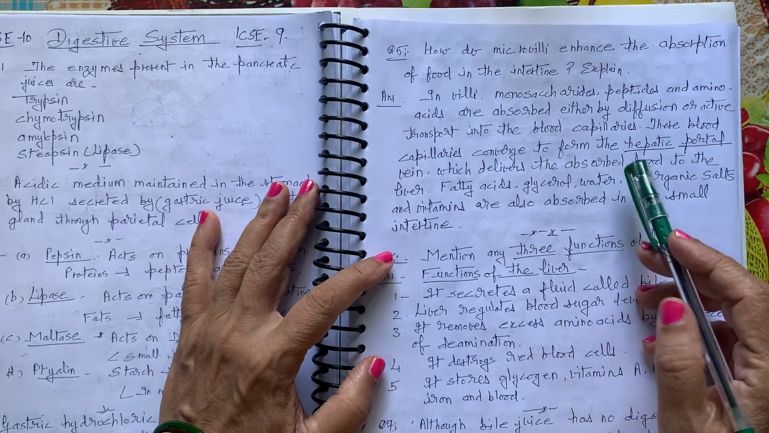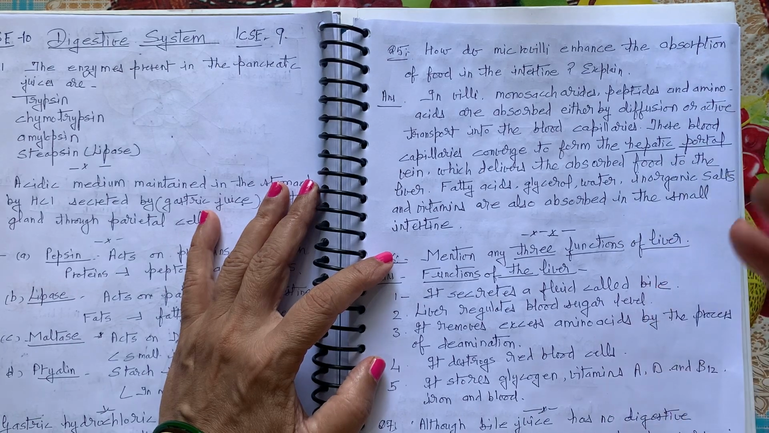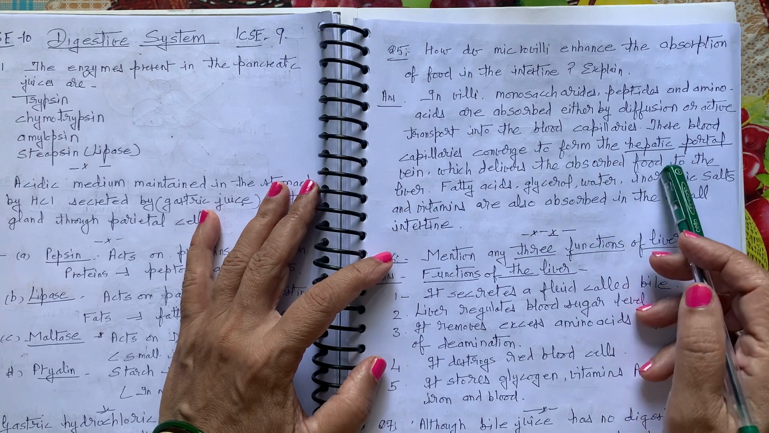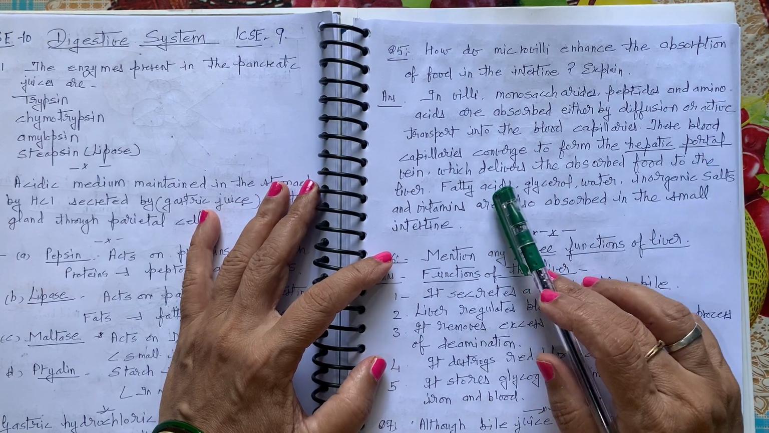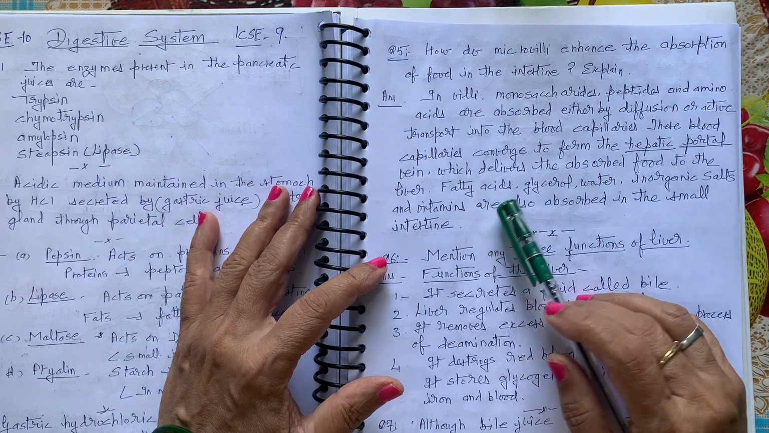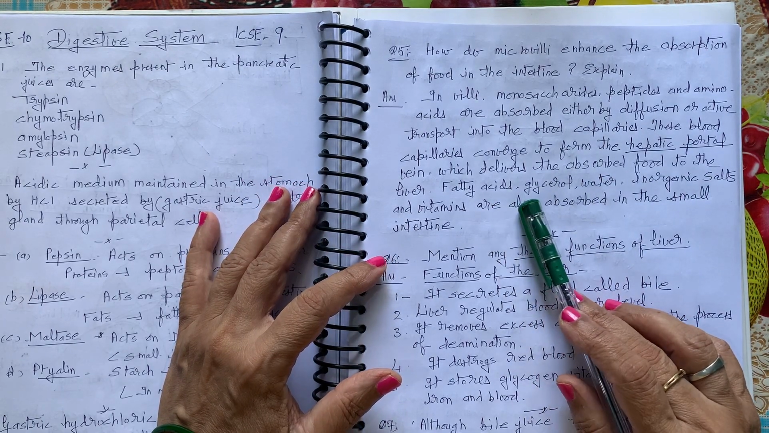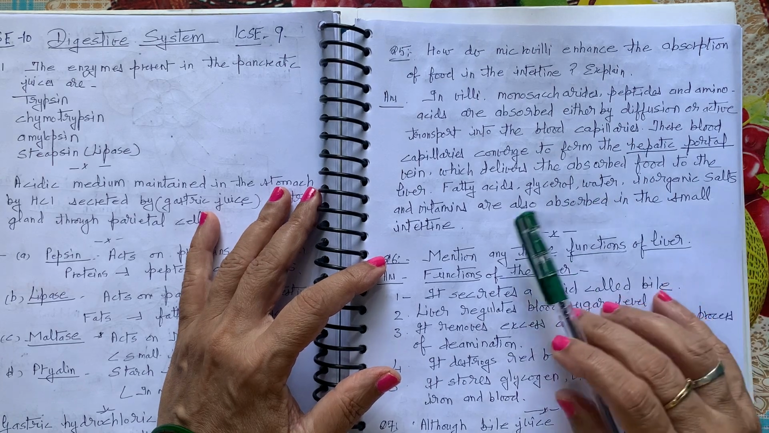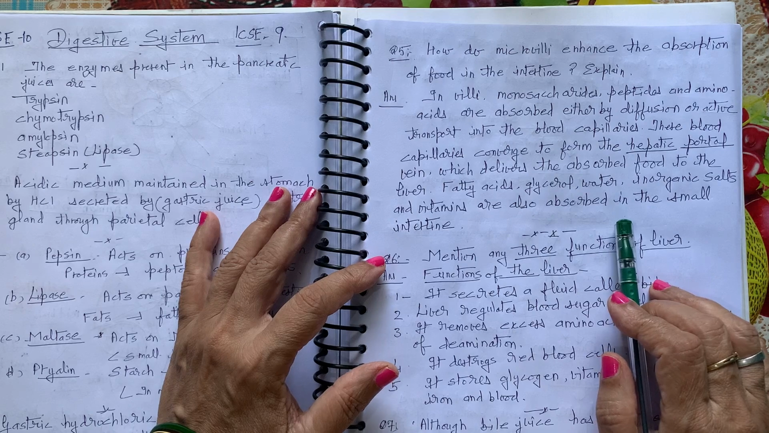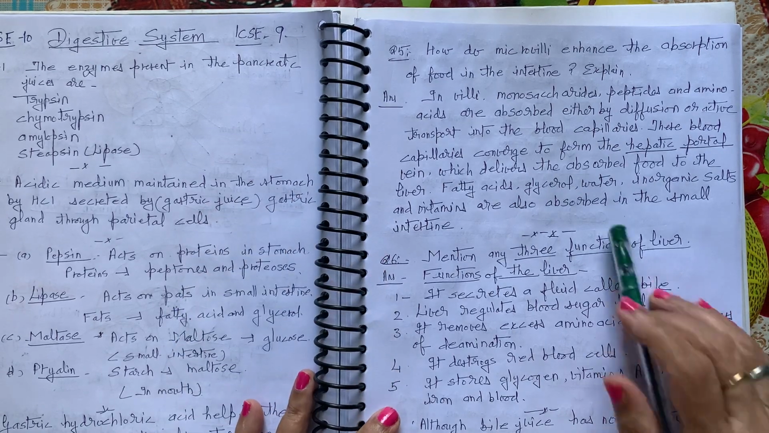converge, means join, to form the hepatic portal vein. From different parts of the stomach, small intestine, and large intestine, all the small veins arise and go into the hepatic portal vein, which delivers the absorbed food to the liver. Fatty acids, glycerol, water, inorganic salts, and vitamins are all absorbed in the small intestine. So they help in the absorption.